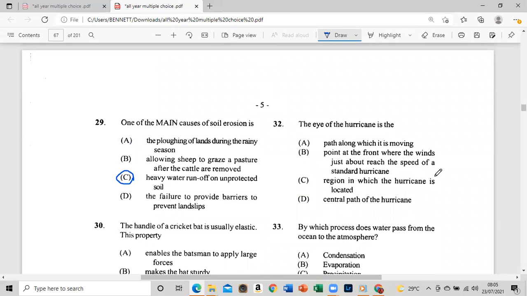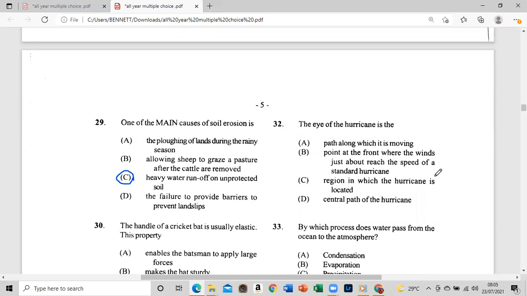All right. The eye of the hurricane is the part along which the hurricane is moving, or the point at the front where the wind is just about to reach a speed, or the region in which the hurricane is located, or D, the central part of the hurricane? And that is D.